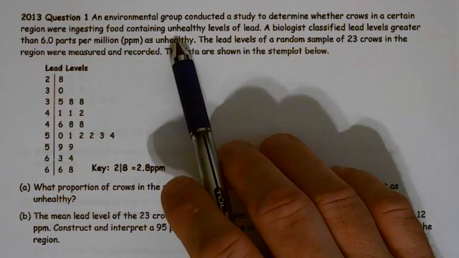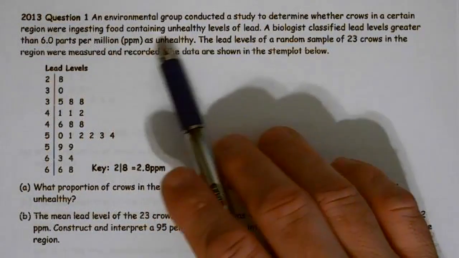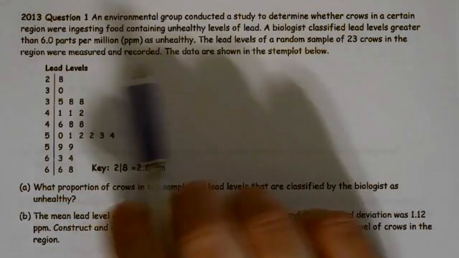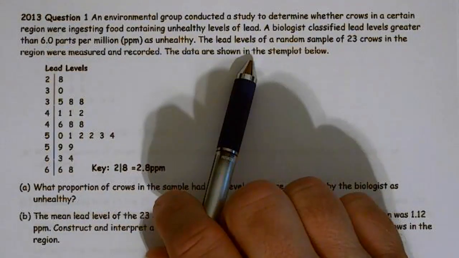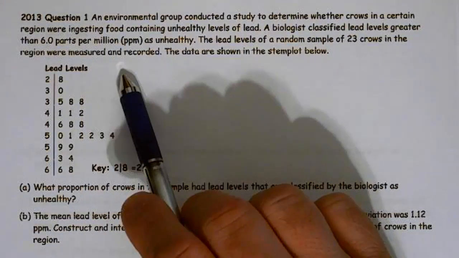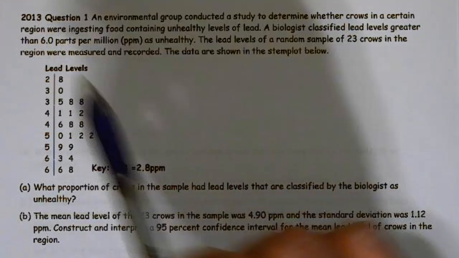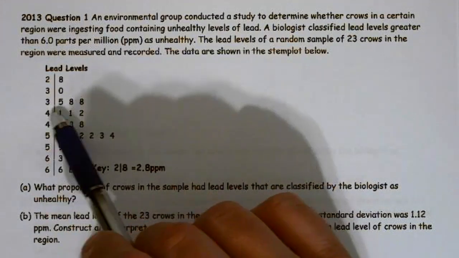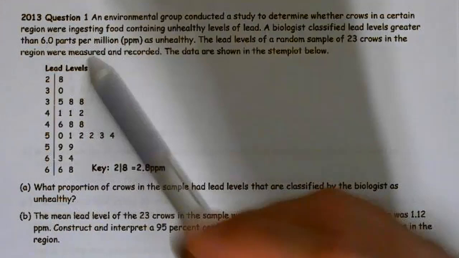So this is a 2013 question one. An environmental group conducted a study to determine whether crows in a certain region were ingesting food containing unhealthy levels of lead. Biologists classified lead levels greater than 6 parts per million as unhealthy. That's important. The lead levels of a random sample of 23 crows in the region were measured and recorded. So here we have 23 readings in a stem plot. Please remember, this is 28, this is 30, this is 35, 38, etc.